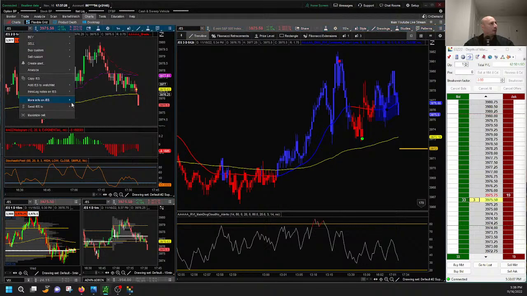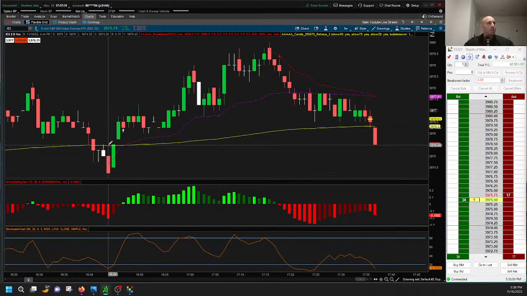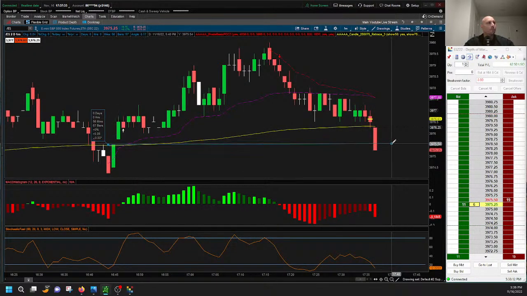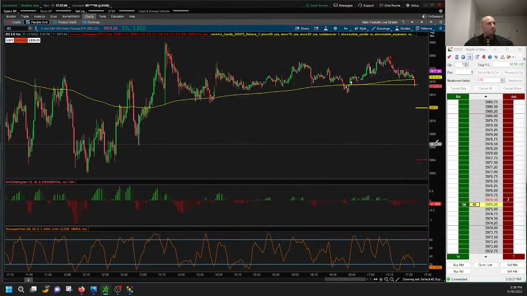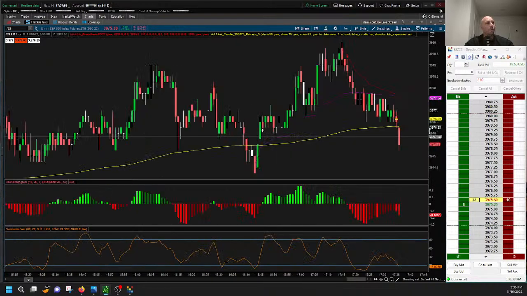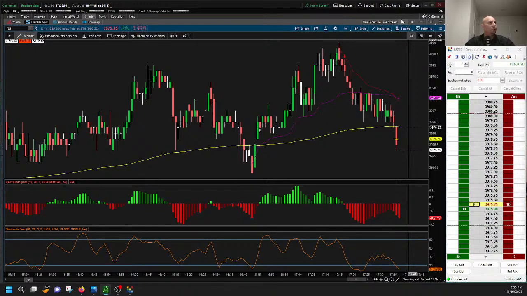Watch this level right here. Well, so much for that. Watch this, because see how we had a gap right here? It just filled that gap, which is interesting. So, yeah, there is no liquidity tonight. This is slow. I might jump off. This is way, way too slow for me.